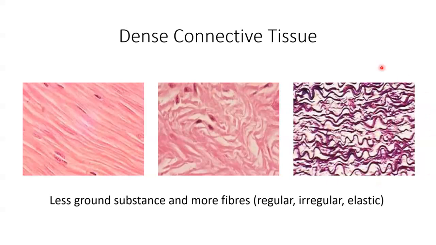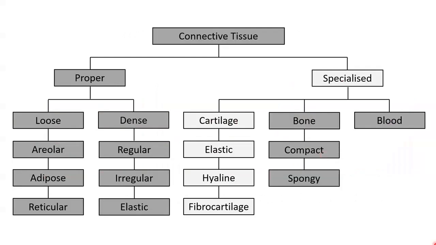And then the tissue on the right is our elastic tissue, which is full of elastic fibers. You can see quite clearly here that this wavy structure will allow that tissue to stretch, but then also recoil. We then move on to our specialised connective tissue.